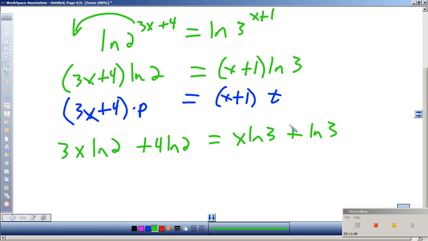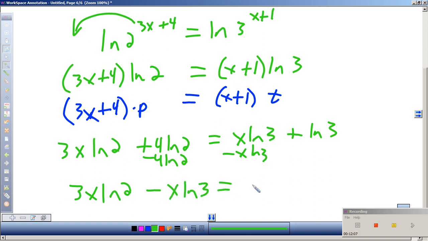You have problems that look something like this in algebra 1. We want to move all the x's over, so I'm going to move this and move this one. So I'm basically swapping sides with those. So you have 3x ln2 minus x ln3 is equal to ln3 minus 4 ln2. Are any of these terms like terms? No, none of them are like terms.